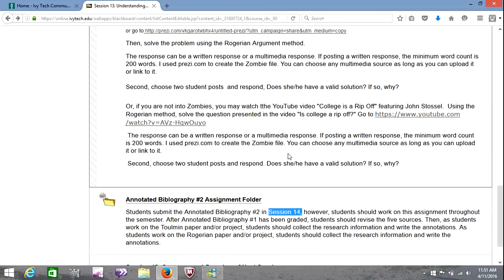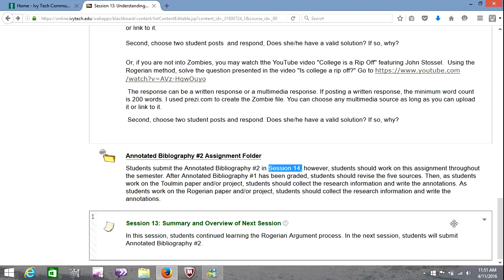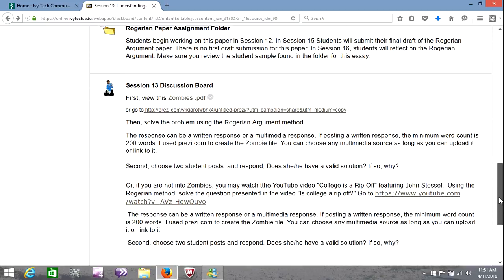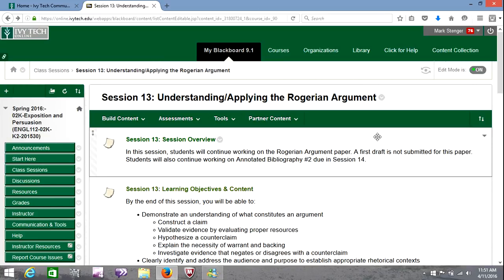If you pick zombies as your issue, of course you can respond to people who have posted about is college a ripoff. Go back and forth. It might even be more interesting if you did something like that. And continue to work on your annotated bibliography. It will be due in session 14. And as I mentioned, for this particular essay, you will not be turning in a draft. You'll be working on your paper as we go and working on your annotated bibliography, but you will only be turning in a final version this time.